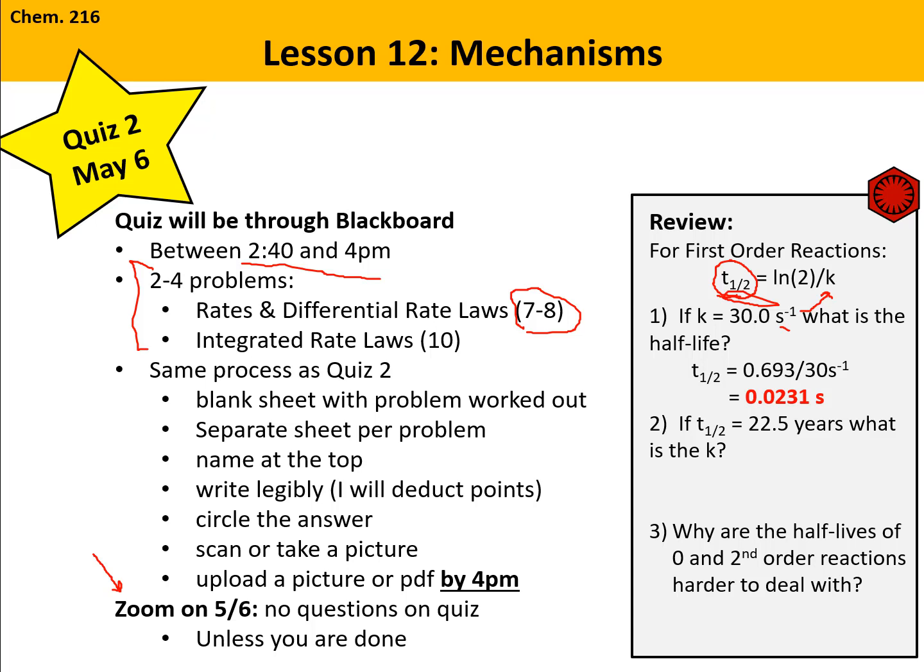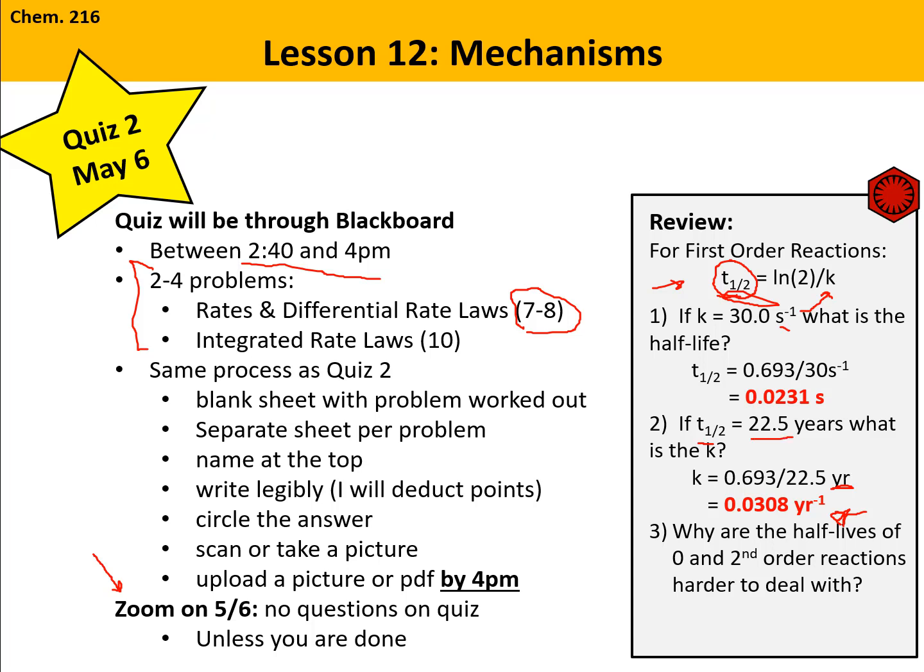Let's look at something in reverse. Let's say we're told the half-life and we want to know k. Well, what we have to do is rearrange this equation. We can do that by getting k equals ln2 over half-life. And so then I just plug in my half-life here, 0.693 divided by 22.5 years. Notice that I have different units. So my rate constant here is going to be 0.0308 years to the minus 1.